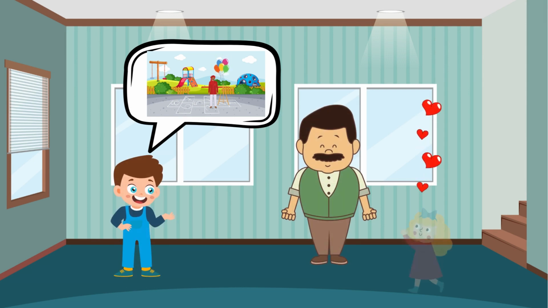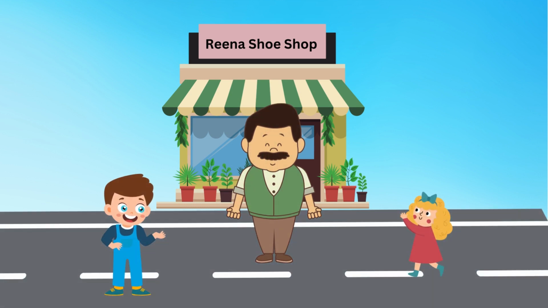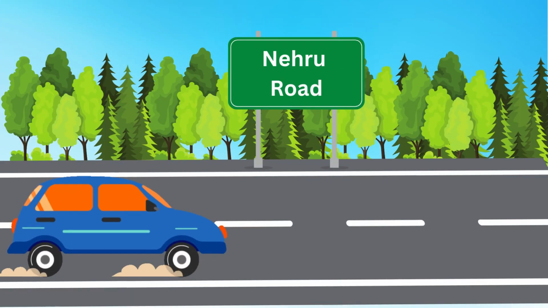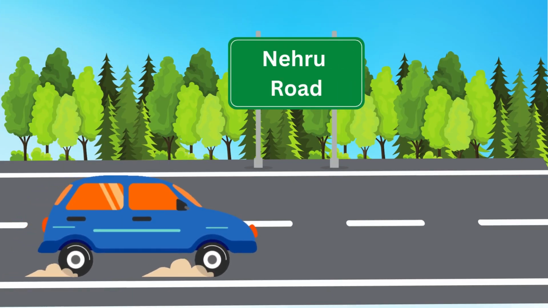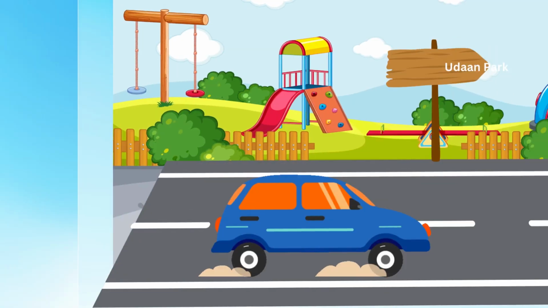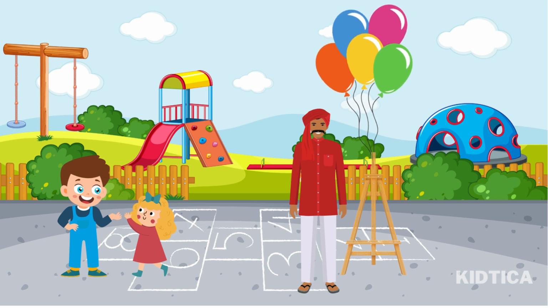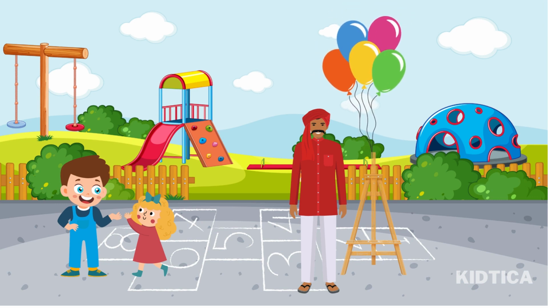Karan's little sister, Meena, claps her hand. She loves balloons. Karan's father says, I have to go to Reena shoe shop and to the market, so we will go by car. I shall drive down Nehru Road so that we reach the park easily. The little boy and girl are very happy. This was a small story.